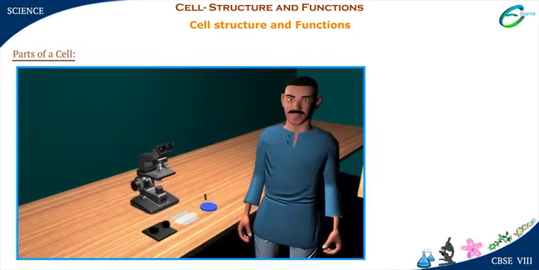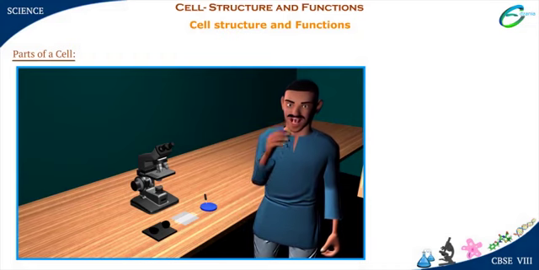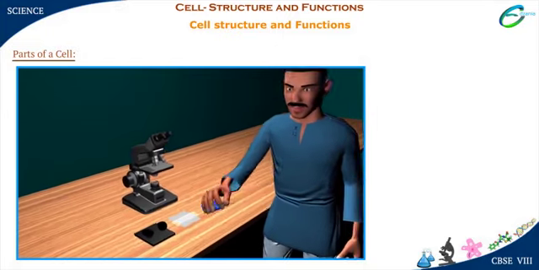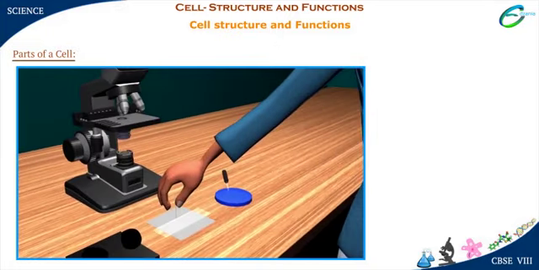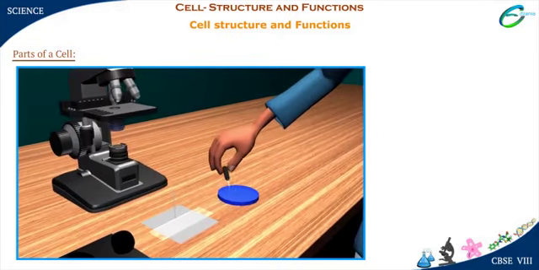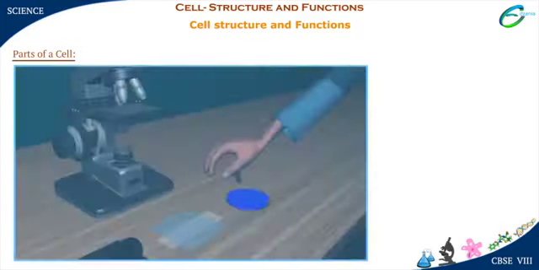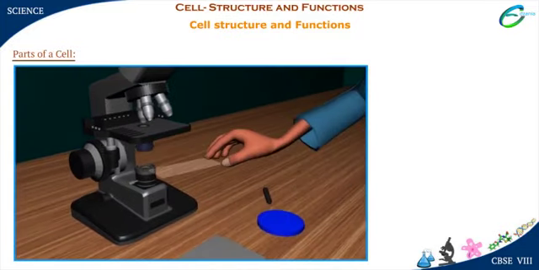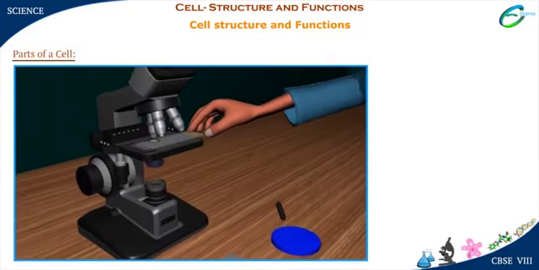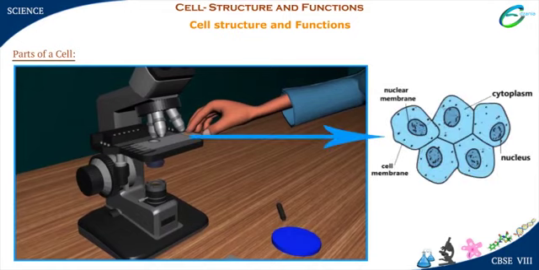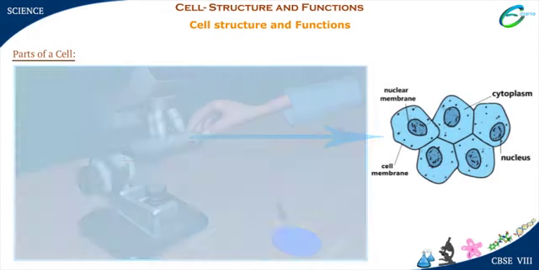Now we perform another experiment to find the parts in an animal cell. Take a clean toothpick or an earbud. Scrape the inside of your cheek without hurting it. Place it in a drop of water on the slide. You can also pour a drop of methylene blue solution and cover it with a cover slide. Now, observe the slide under the microscope. Do you identify the cell membrane, cytoplasm, and the nucleus?